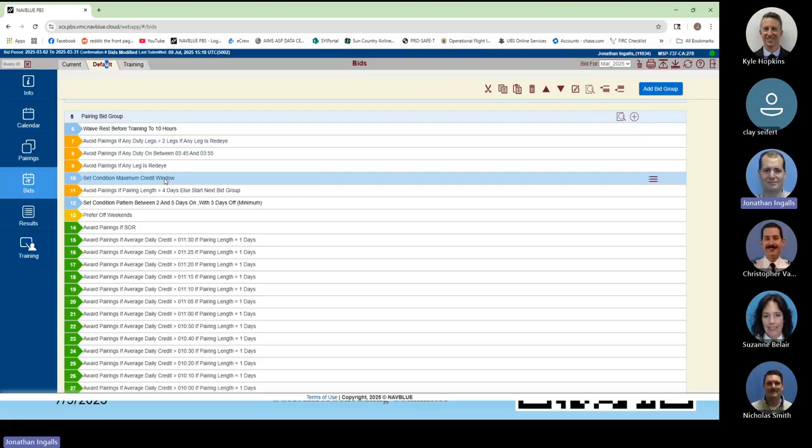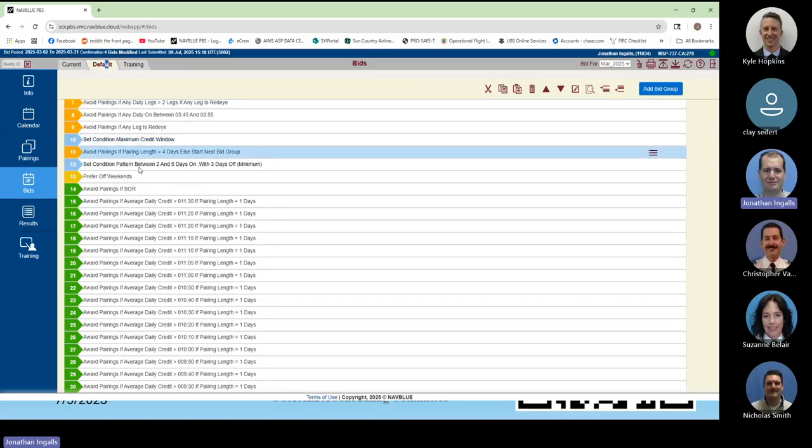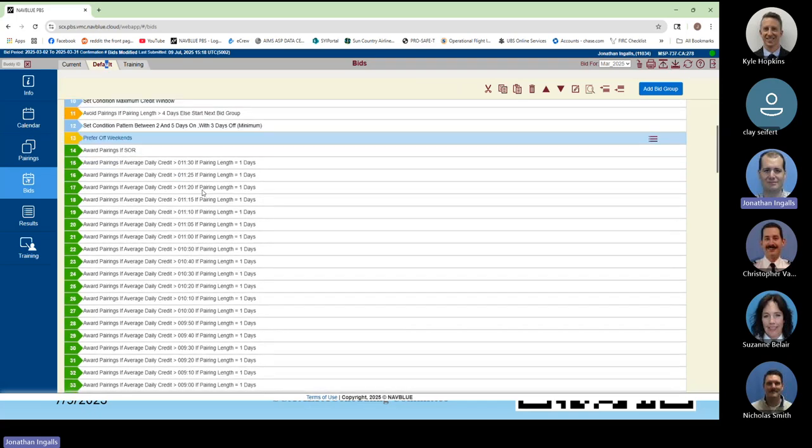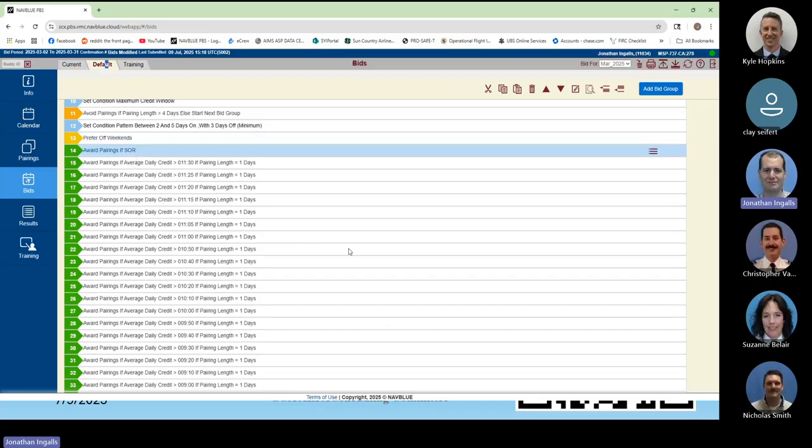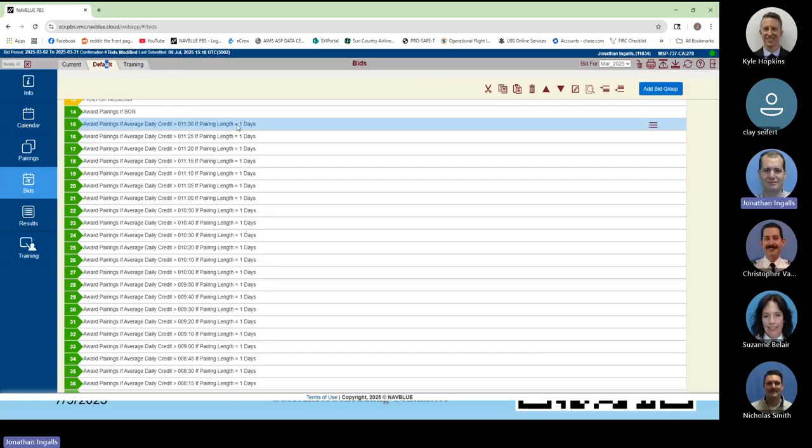After that, put me in the max credit window. Avoid pairing lengths if they're greater than 4 days. If you can't do that, start next bid group. I want to work between 2 to 5 days on, 3 days off. I prefer the weekends off. Now that you're building me trips, give me short trips. If you can't give me that, give me turns that are worth 11 and a half hours of credit. And then you can see I just start slowly going 11:25, 20, 15, 10, 11.